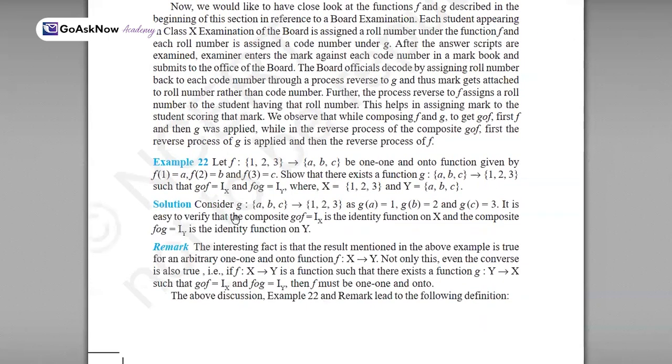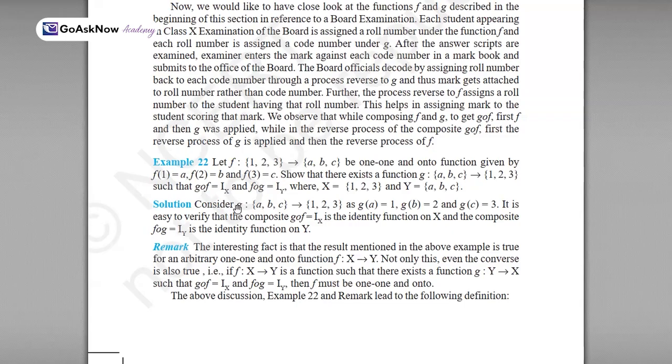So what is it asking? Let f be the function from {1, 2, 3} to {a, b, c}, a 1-1 and onto function given by f(1) equal to a, f(2) equal to b, and f(3) equal to c. Show that there exists a function g from {a, b, c} to {1, 2, 3} such that g∘f is equal to I_X and f∘g is equal to I_Y, where X is equal to {1, 2, 3} and Y is equal to {a, b, c}.